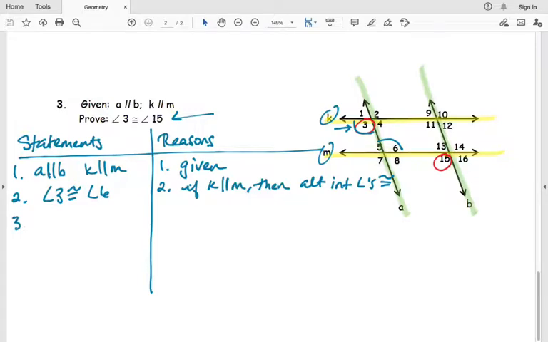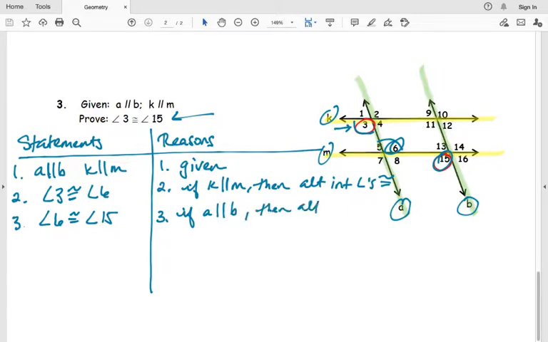All right, next step. Now then I also know that angle 6 right here and angle 15 have a relationship with each other because A and B are parallel. So I'm going to say angle 6 is congruent to angle 15. And again, those angles are also alternate interior angles. So if lines A and B are parallel, then alternate interior angles are congruent.